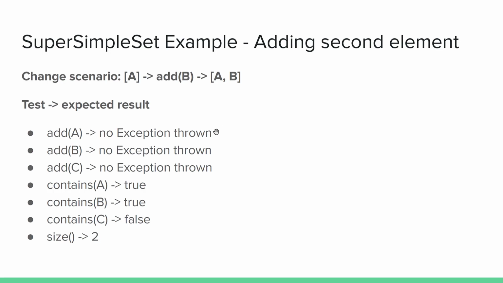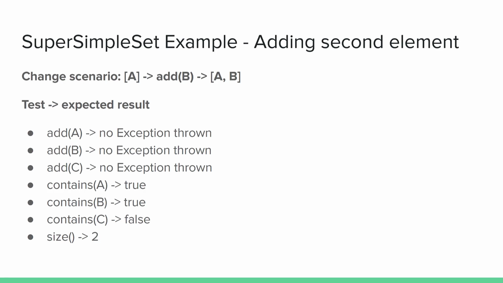So my number of possible method tests has grown again. I expect that I should be able to add a duplicate A without exception, I should be able to add a duplicate B without exception, and I should be able to add something new without any exception being thrown. I still expect no exceptions from any call to add. My contains A is still true, my contains B should now be true, and if I try to call contains with something that's not A or B, I expect a result of false. I also expect that the size of this set is now 2. Two unique elements are in my set.